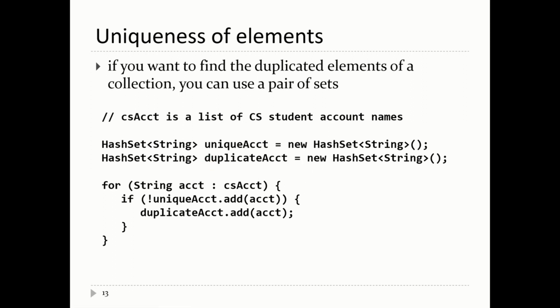Now you write a loop, and you loop over the elements in the list. And now I try to add the element to the unique accounts. Add returns true if that account name is not in the set already. It returns false if it's already in the set. So if I write exclamation mark, unique account add, and I can't add the account name to the unique accounts, then it must be a duplicated account. So just add that account name to the duplicated accounts. And when that loop is done, you've got the set of unique and duplicated accounts.